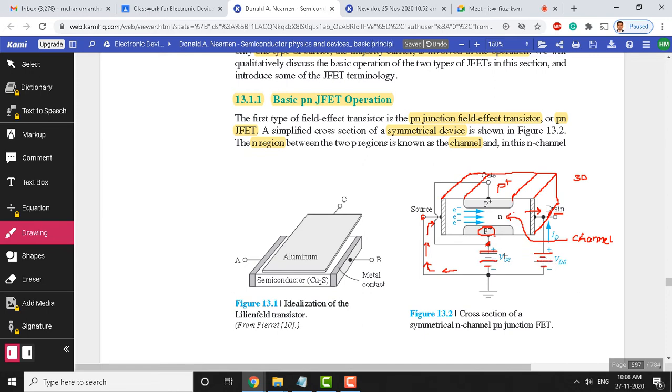And VGS is responsible for the control of the carriers or conduction within the channel. So this will act like a control. Control in the sense that the channel conductance, this is labeled as a channel, can be varied. Instead of saying conductance, let me say the channel resistance also can be varied. It can be increased or decreased depending upon the voltage we apply at the gate and source.